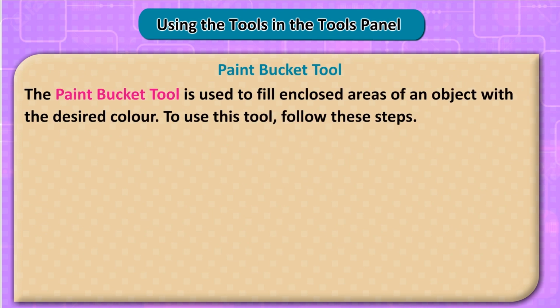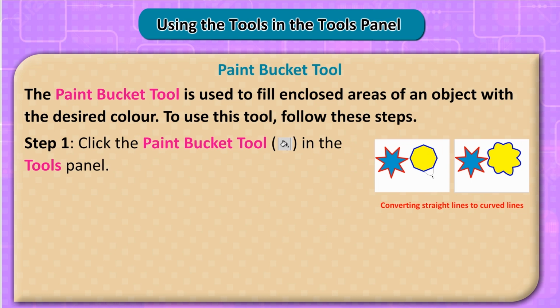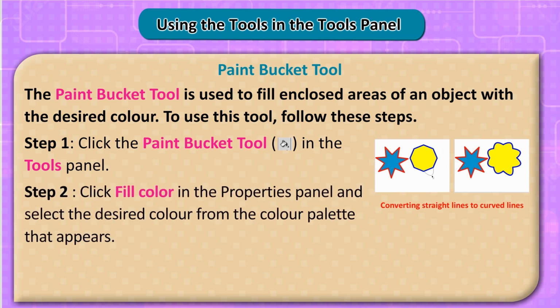Paint Bucket tool. The Paint Bucket tool is used to fill in closed areas of an object with the desired color. To use this tool, follow these steps. Step 1. Click the Paint Bucket tool in the Tools panel. Step 2. Click Fill Color in the Properties panel and select the desired color from the color palette that appears.